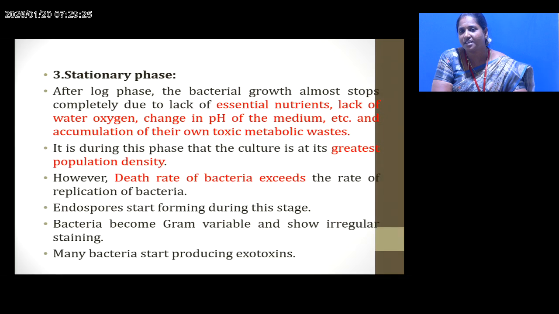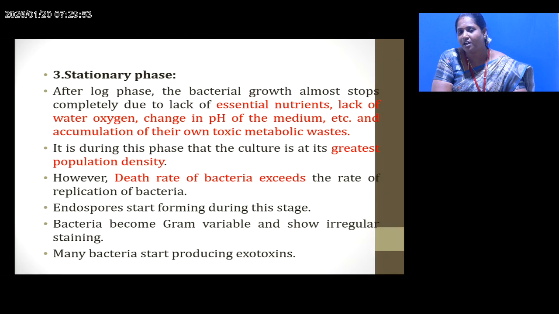Third phase is stationary phase. After log phase, bacterial growth almost stops because of the lack of essential nutrients, water and oxygen, changes in pH of the medium, and also accumulation of their own toxic metabolic wastes. During this phase, the culture reaches a maximum population density, and the death rate of bacteria is balanced by the growth rate.